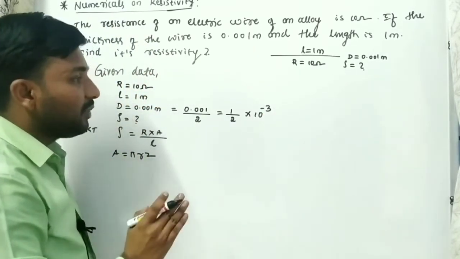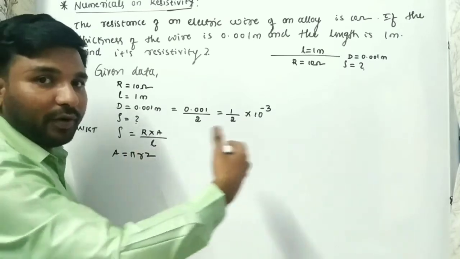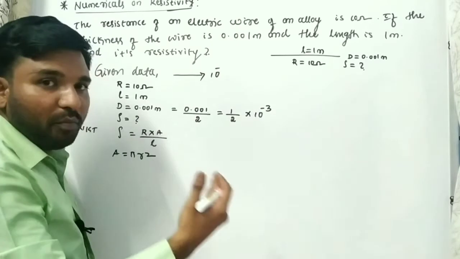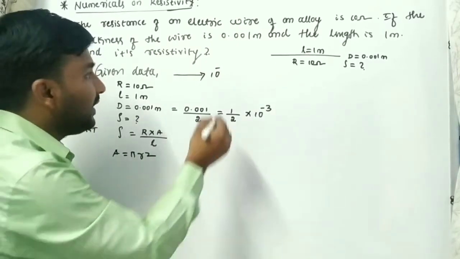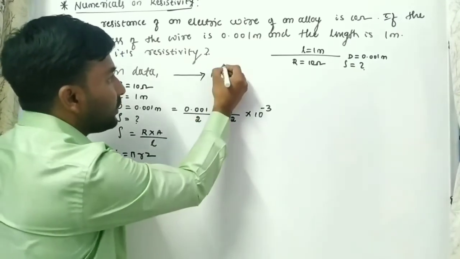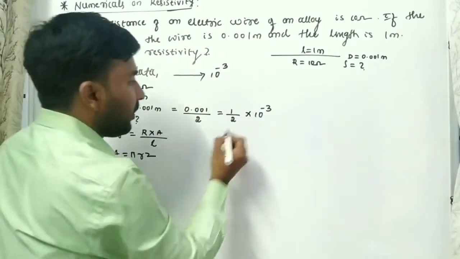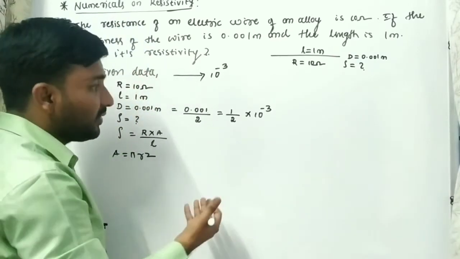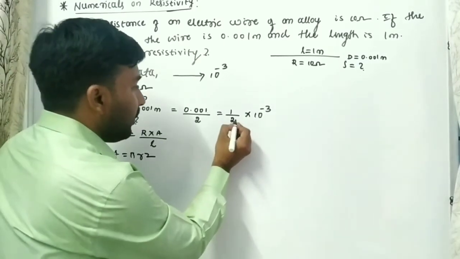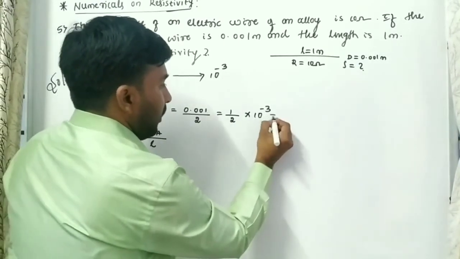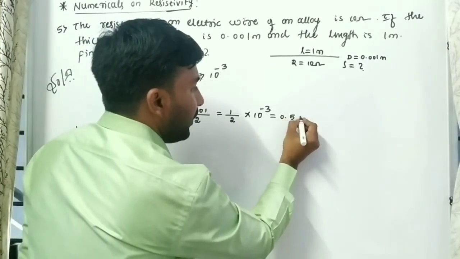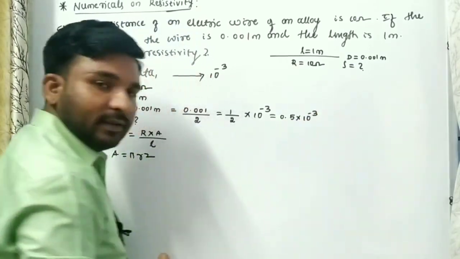Always remember that when you are moving the point in the forward direction, it should be 10 raised to minus the number of digits you have shifted. Here I have shifted 3 digits, 1, 2, 3, so I will write 3 here. Got it? Now simplify, just to make it simple. Now 1 by 2 is equal to 0.5 into 10 raised to minus 3.